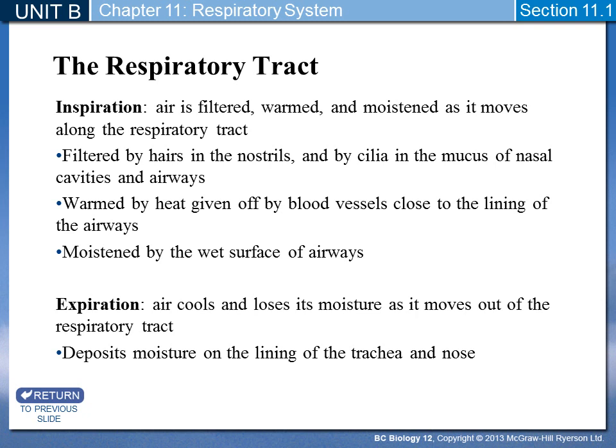As they go along these passages, the air is warmed by the heat given off by your blood vessels that are close to the lining of the airways and moistened by the wet surface of the airways as well. In the exhalation phase, the air is cooling and losing moisture as it moves out of the respiratory tract, and that is depositing more moisture in the lining of the trachea and the nose, which is then used within inspiration.